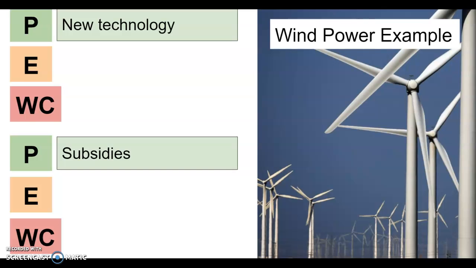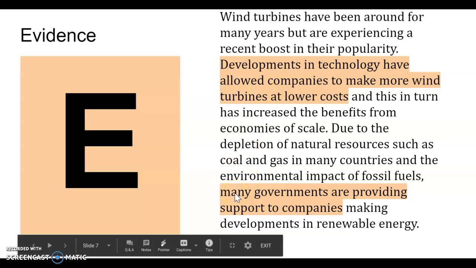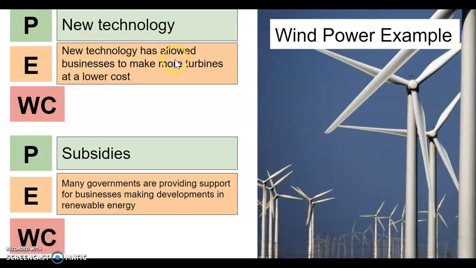But now I need evidence from the case study. So I'm going to look at the case study and think about, okay, well, what relates to new technology? Well, we can see right here, it states that there's been developments in new technology. And then my other point was subsidies, and we can see here it says in the case study that governments are providing support to companies. So here we go. We've got our new technology. We've got our evidence. So new technology has allowed businesses to make more turbines at a lower cost. Okay, so we've got our P and E from our first paragraph, and our second paragraph, subsidies. Many governments are providing support for businesses making developments in renewable technology.